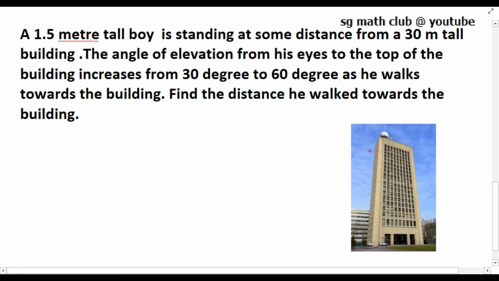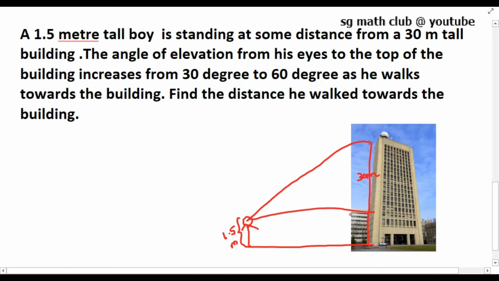Height of the building is 30 meter, and a 1.5 meter tall boy is standing at some distance, we don't know the distance, from a 30 meter tall building. So the height of this boy also we have to take into consideration. So the height of this boy is 1.5 meter. The angle of elevation from his eyes to the top of the building increases from 30 degree.